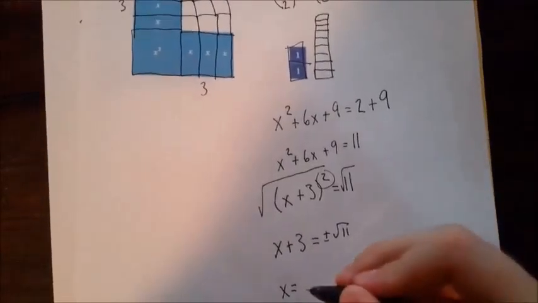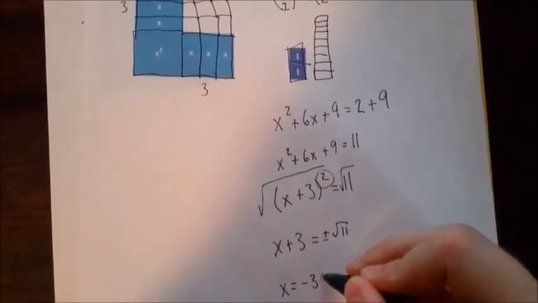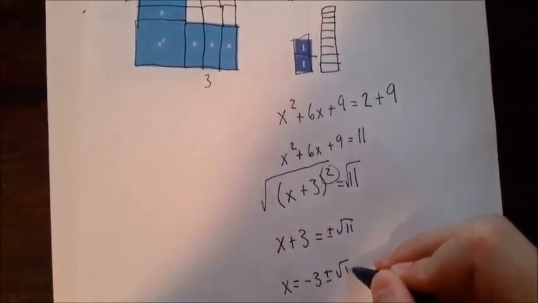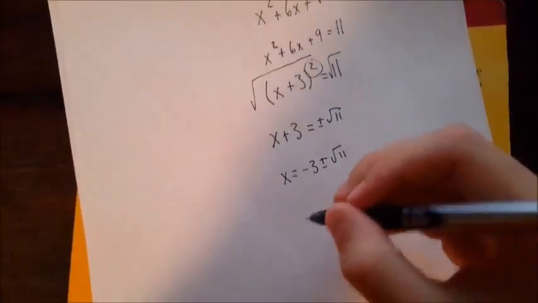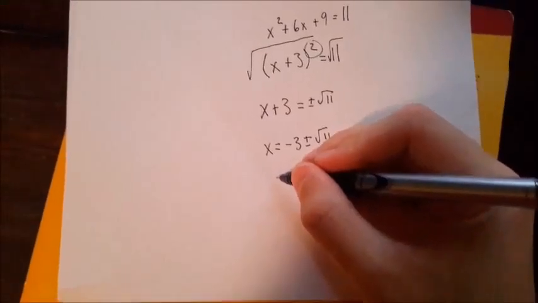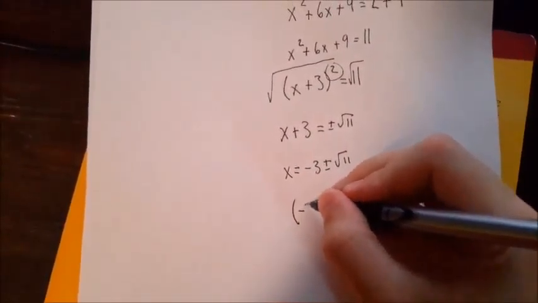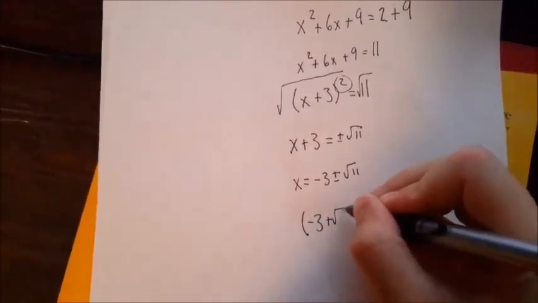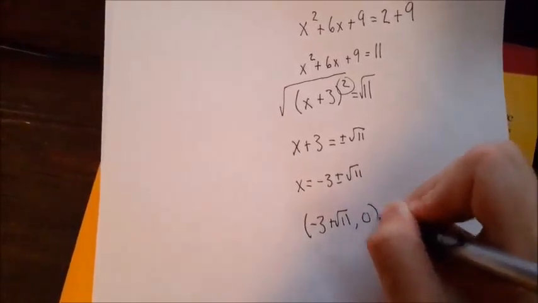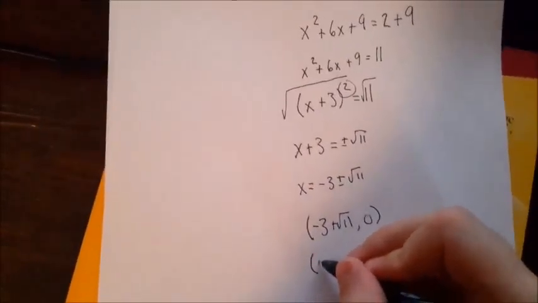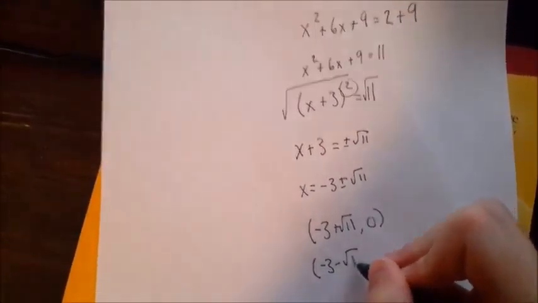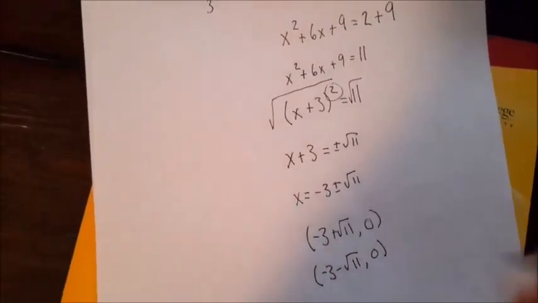Lastly, solving for x, we get x equals negative 3 plus or minus the square root of 11. If we want to solve this as a coordinate, we have our negative 3 plus the square root of 11, comma 0, and negative 3 minus the square root of 11, comma 0.